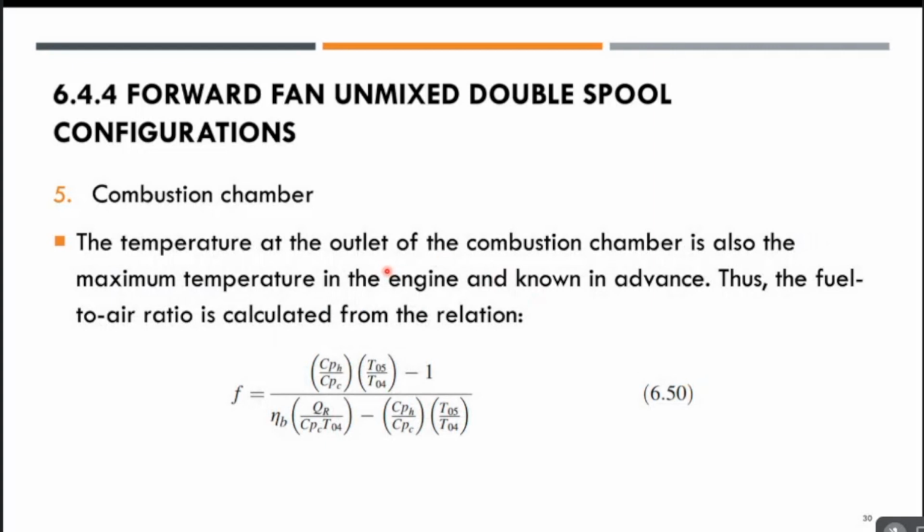The temperature at the outlet of the combustion chamber is also the maximum temperature in the engine, and it is already known in advance, because it depends on the type of combustion chamber and on the amount of heat used, Q, the high heating value of the fuel, so you will know the maximum temperature of the combustion. Thus the fuel to air ratio is calculated from this relationship, where we have zeta B, the efficiency of the burner, or the combustion chamber.